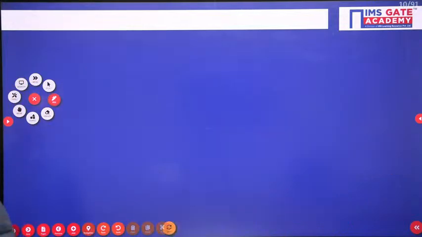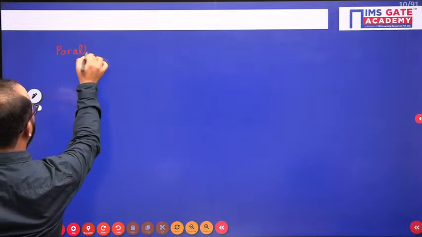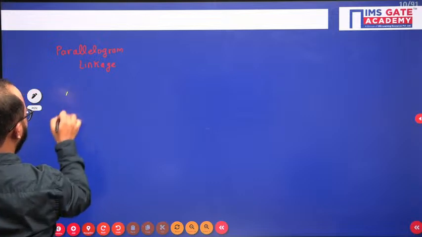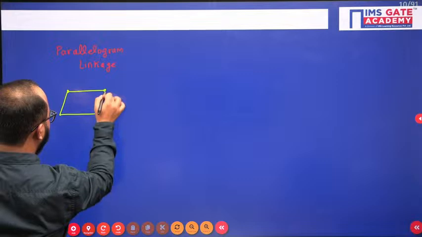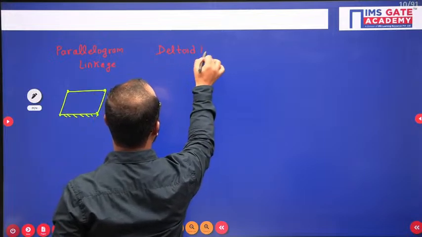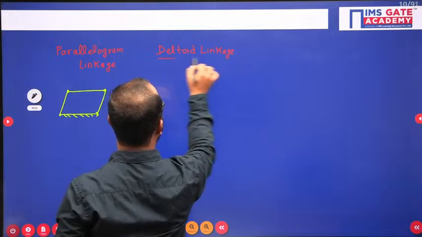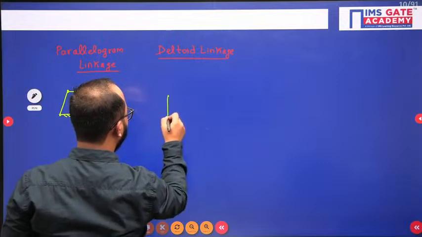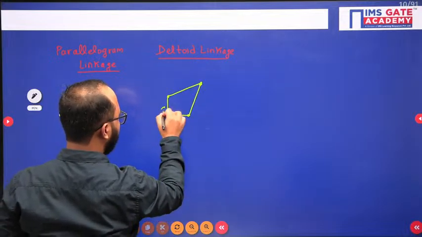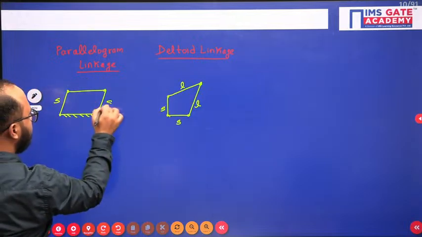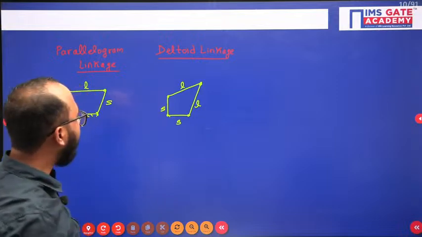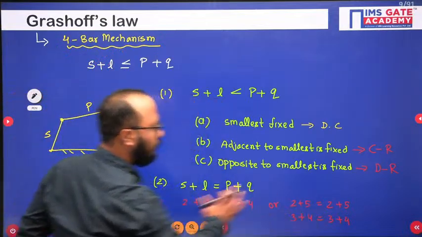We will get 2 types of mechanism. First is the parallelogram linkage, which will be like this: equal link lengths are placed opposite to each other. Then we have the deltoid linkage, where this is smallest, smallest, and this is longest, longest. So in the parallelogram linkage, same link lengths are placed opposite to each other, but in the deltoid they are placed adjacent to each other. This case is applicable whenever we have an equal pair of link lengths.